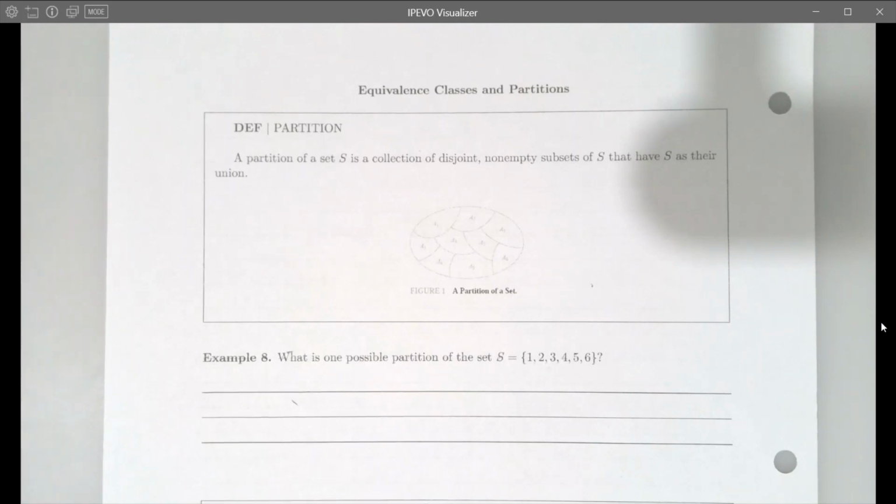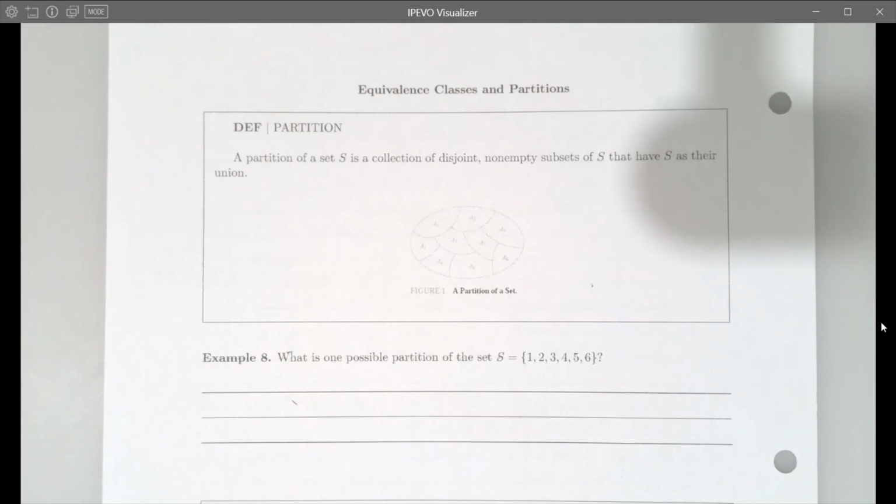Welcome to CECS 228. In this lecture video, we're going to pick up on Relations Part 3 lecture notes, specifically on page 6. So we last left off on equivalence classes and partitions, and we're going to start by taking a look at the definition of partition.